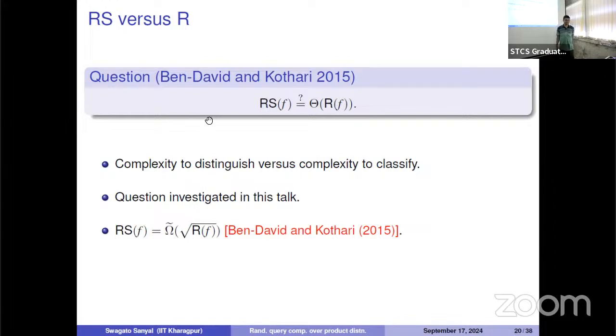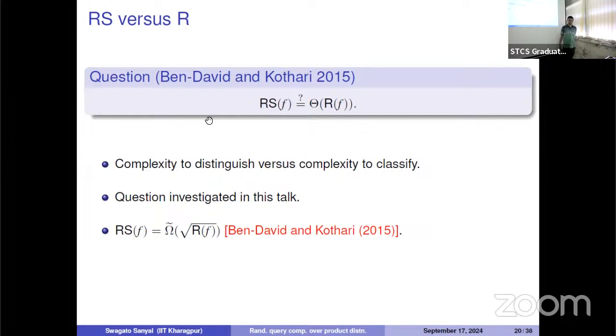The randomized decision tree gives us one such procedure to distinguish. So that will show RS is at most R. And they show that RS is at least square root of R. So RS is between square root of R and R.